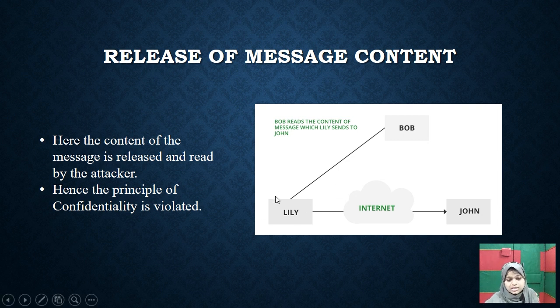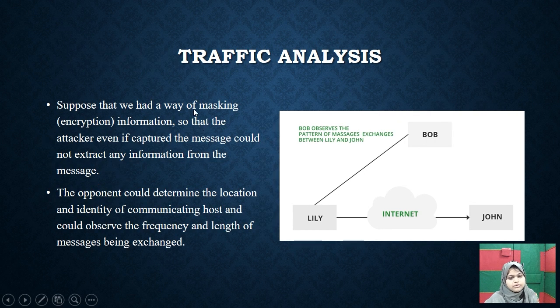But here in this case, Lily and John are the authorized users communicating with each other, but there is a third party involved, that is Bob, who is unauthorized, and still he is able to read the messages or whatever data is being exchanged between Lily and John. So obviously here the confidentiality principle is violated. So this is one type of passive attack, whereas the second type of passive attack is traffic analysis.